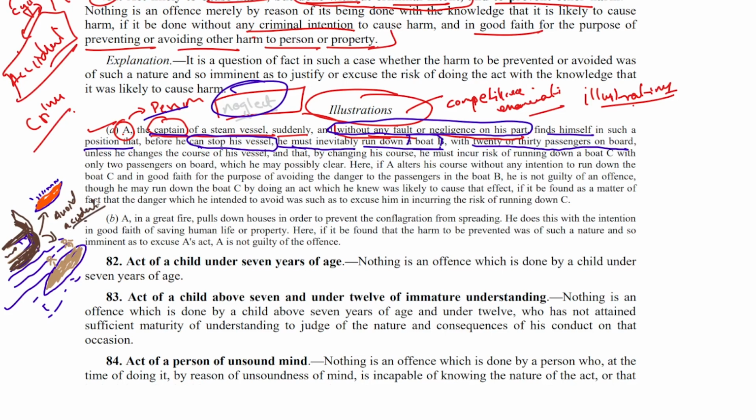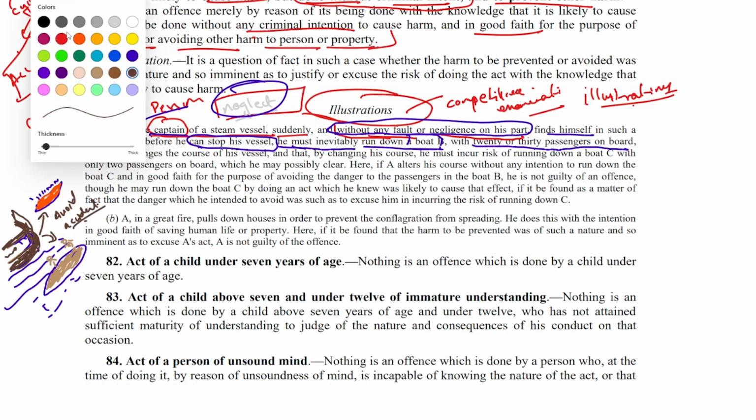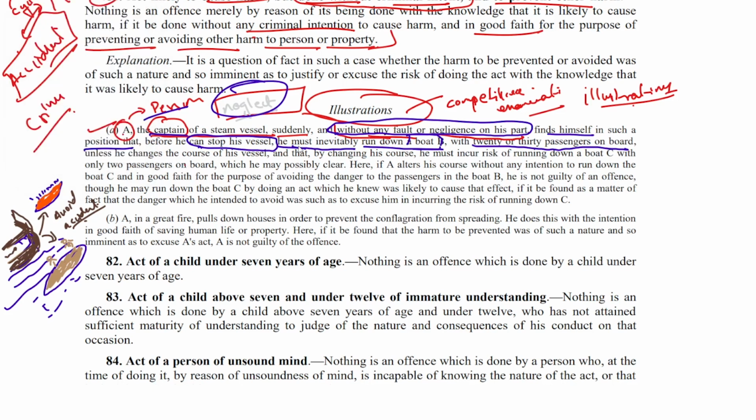Unless he changes the course of his vessel, and by changing his course, he must incur the risk of running down a boat C with only 2 passengers on board, which he may possibly clear. So it is not that this captain of the ship has intentionally wanted to hit this boat, but he thinks that if he turns the vessel in this direction, there are chances that the accident can be avoided.